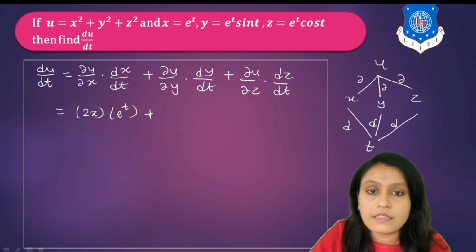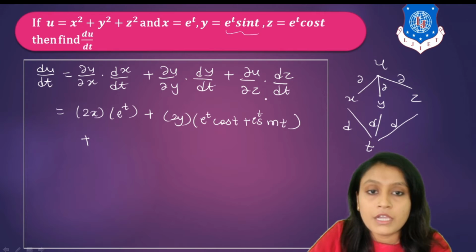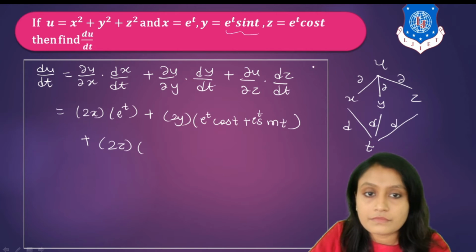Plus, now the derivative of u with respect to y is 2y, and the derivative of y with respect to t. So here we have to apply the uv rule. So you will get e raised to t, derivative of sin t is cos t, plus sin t as it is, derivative of e raised to t is what? e raised to t. Correct? Plus now del u by del z means the derivative of u with respect to z. So it will give you 2z, and we have to find this dz by dt.